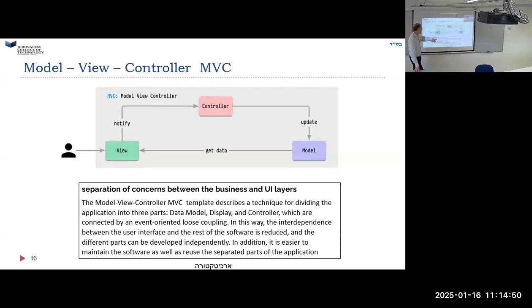So the MVC template describes a technique for dividing the application into three parts, as we said, which are connected by an event-oriented loose coupling. In other words, they're loosely connected. In this way, the interdependence between the user interface and the rest of the software is reduced. I can change the user interface without changing the rest, or I can change the rest without changing the user interface. And the different parts can be developed independently. I can have one team doing the view. In fact, you usually have a team doing the front end and a team doing the back end. The back end would be the controller and the model.